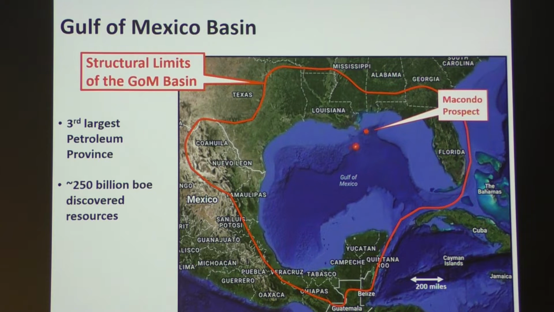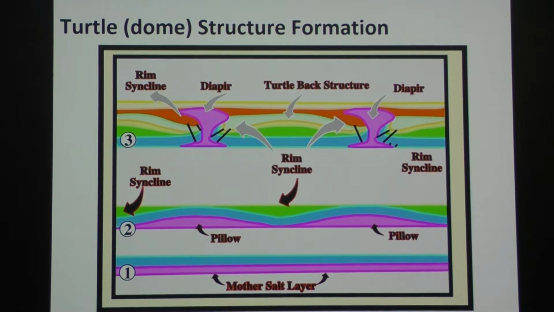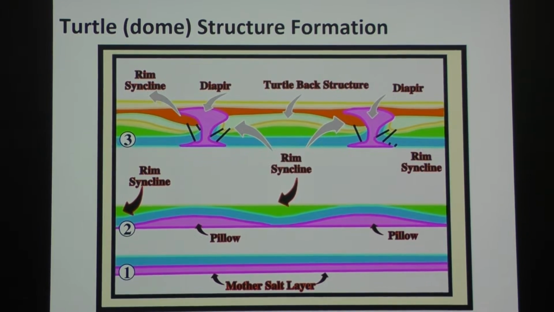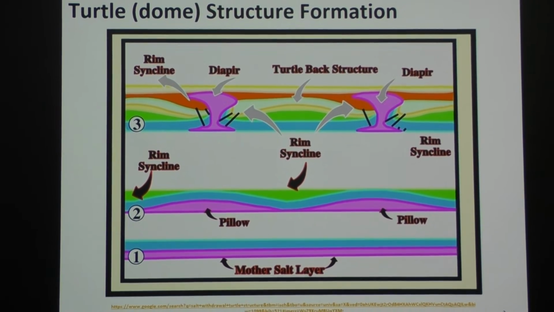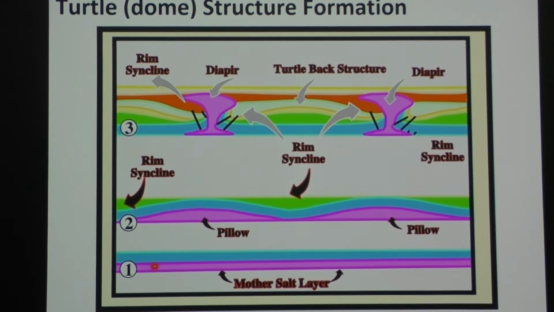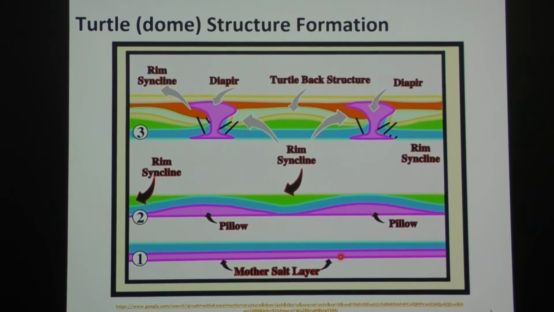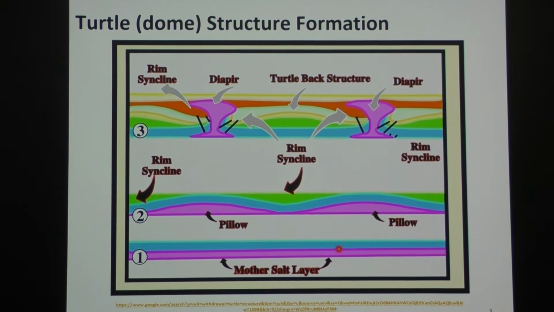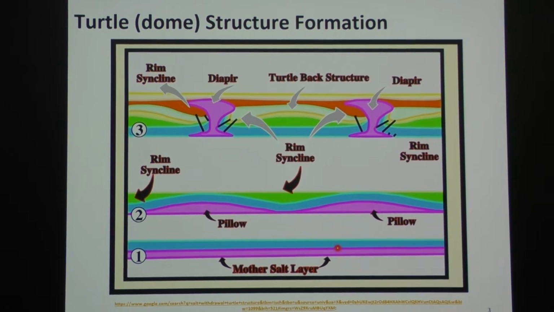And it's in this structured salt province that is where the prolific deepwater oil fields are. And Macondo was located in this structured part of the salt basin in about 5,000 feet of water. The Macondo structure is called a turtle structure. And the way turtle structures are formed is you start off with a layer of salt. In this part of the Gulf of Mexico, that salt was at least 1,000 feet thick.